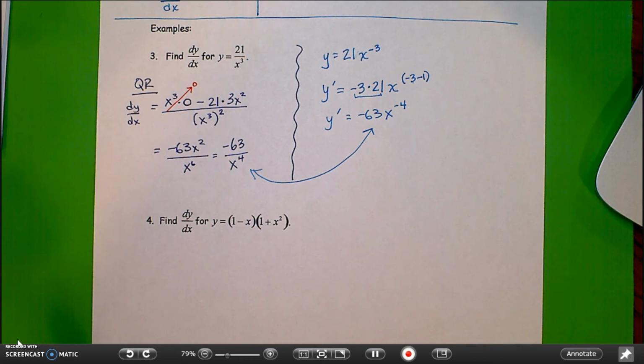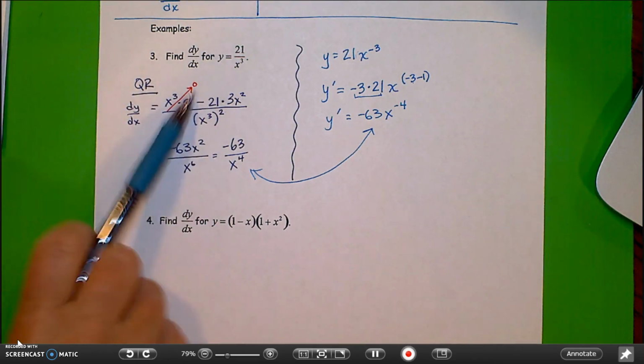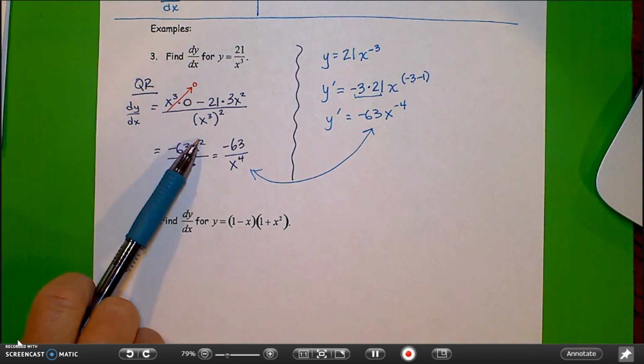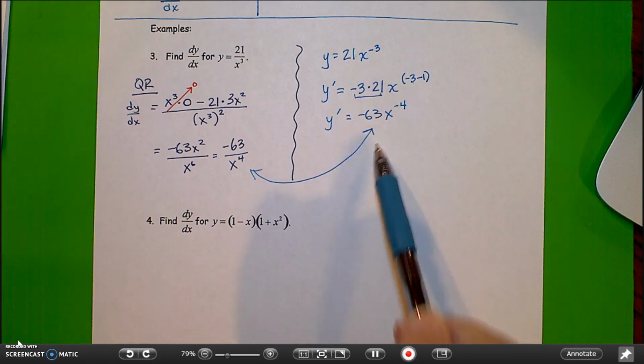So, point being, quotient rule, I wouldn't use that if you have a constant as part of it because it just makes one piece of it go away. It's really more work than is necessary. A much simpler way to do this is to change to a negative exponent and use the power rule.